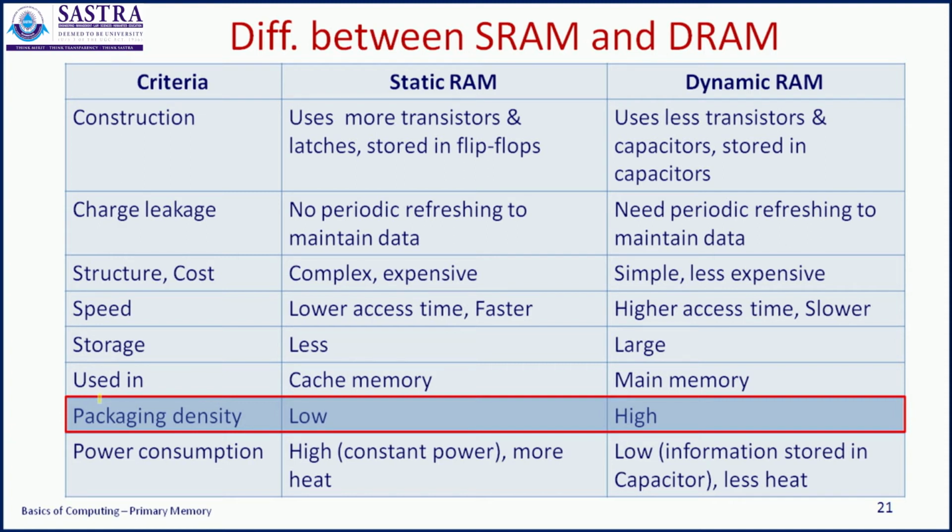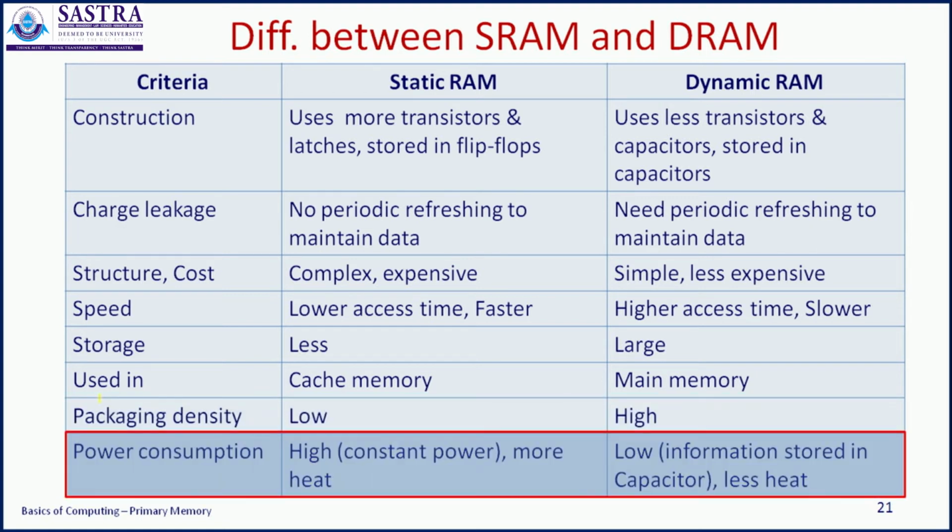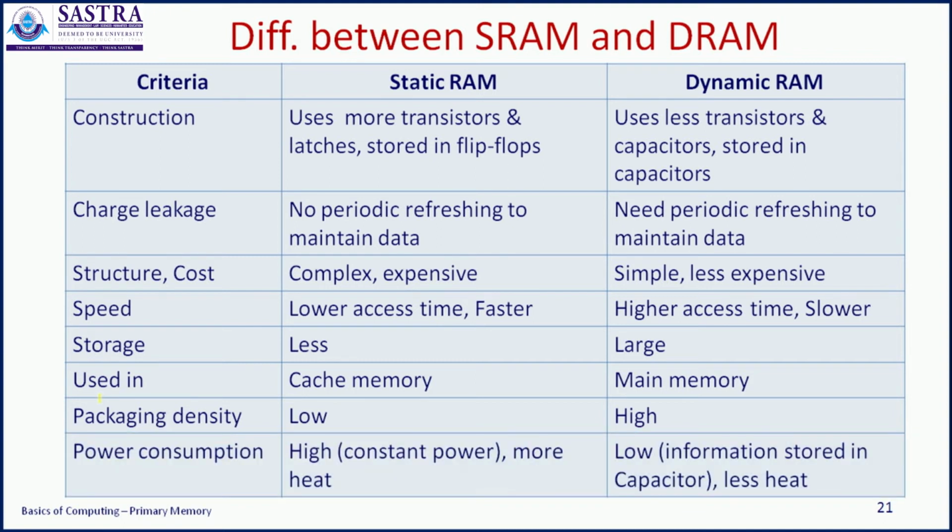What do I mean by that? It means more devices, more cells, can be packaged in a DRAM. SRAMs consume more power and generate more heat. It means the power consumption is more and the dissipation is also more, because it requires constant power. Whereas DRAMs require low power because information is stored in capacitors, and they generate less heat. These are the differences between SRAM and DRAM.